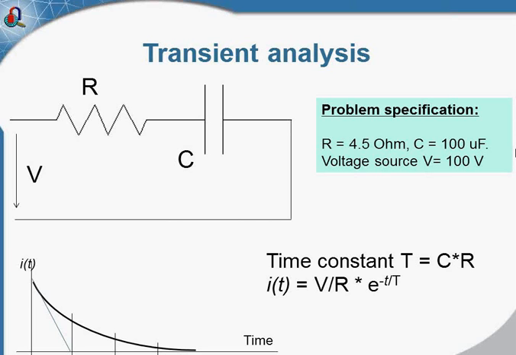So the peak value of the current is determined by the voltage source divided by the resistance value, and the fading time is determined by the time constant. The total time of the time constant is enough for transient process to finish. And for this electric circuit, the time constant equals to the product of the capacitance value and the resistance value.